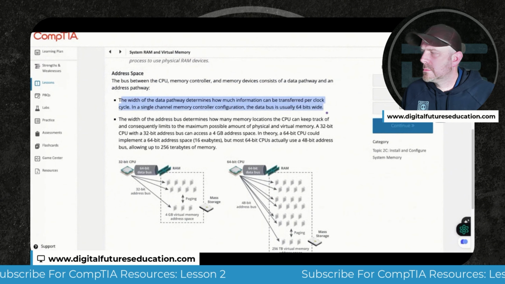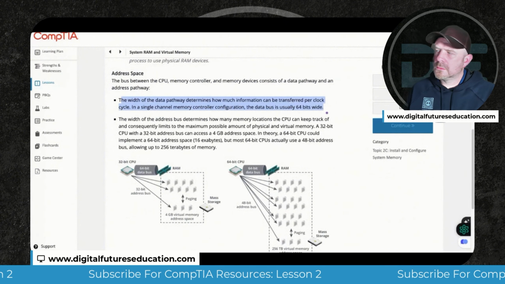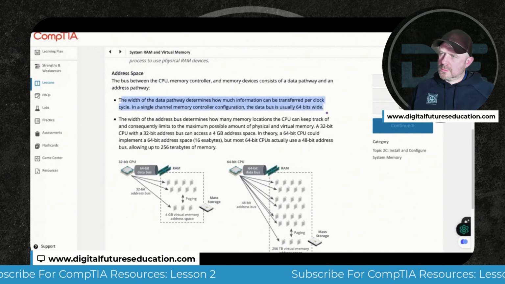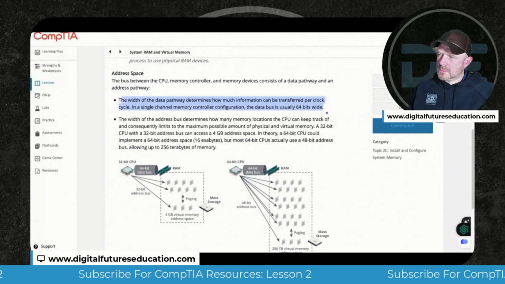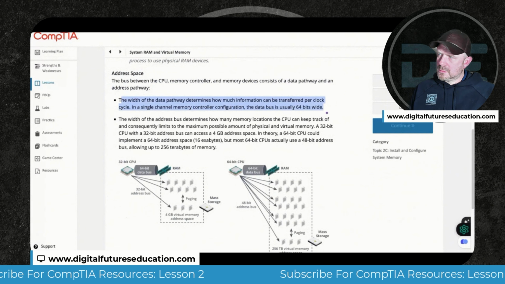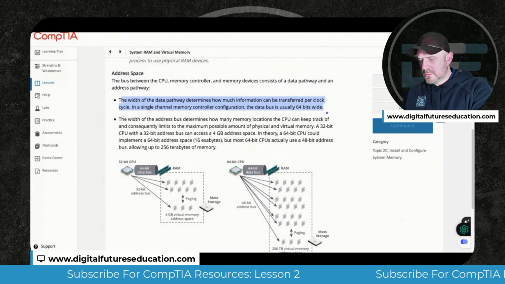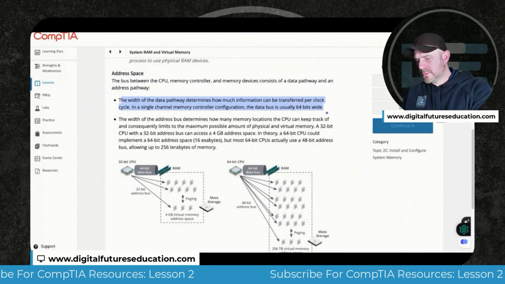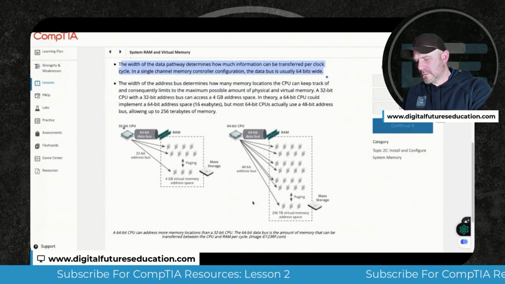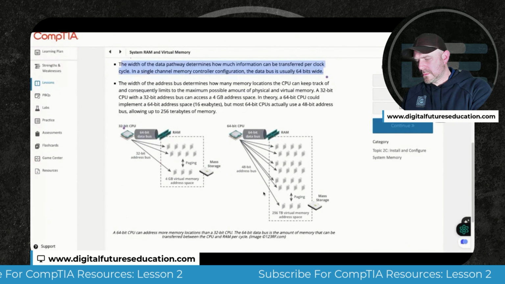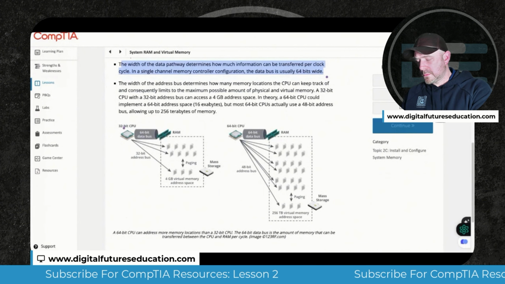The width of the address bus determines how many memory locations the CPU can keep track of, and consequently limits the maximum amount of physical and virtual memory. A 32-bit CPU with a 32-bit address bus can access 4 gigs of memory address space. In theory, a 64-bit CPU could implement a 64-bit address space. But most 64-bit CPUs actually use a 48-bit address bus, allowing up to 256 terabytes of memory.